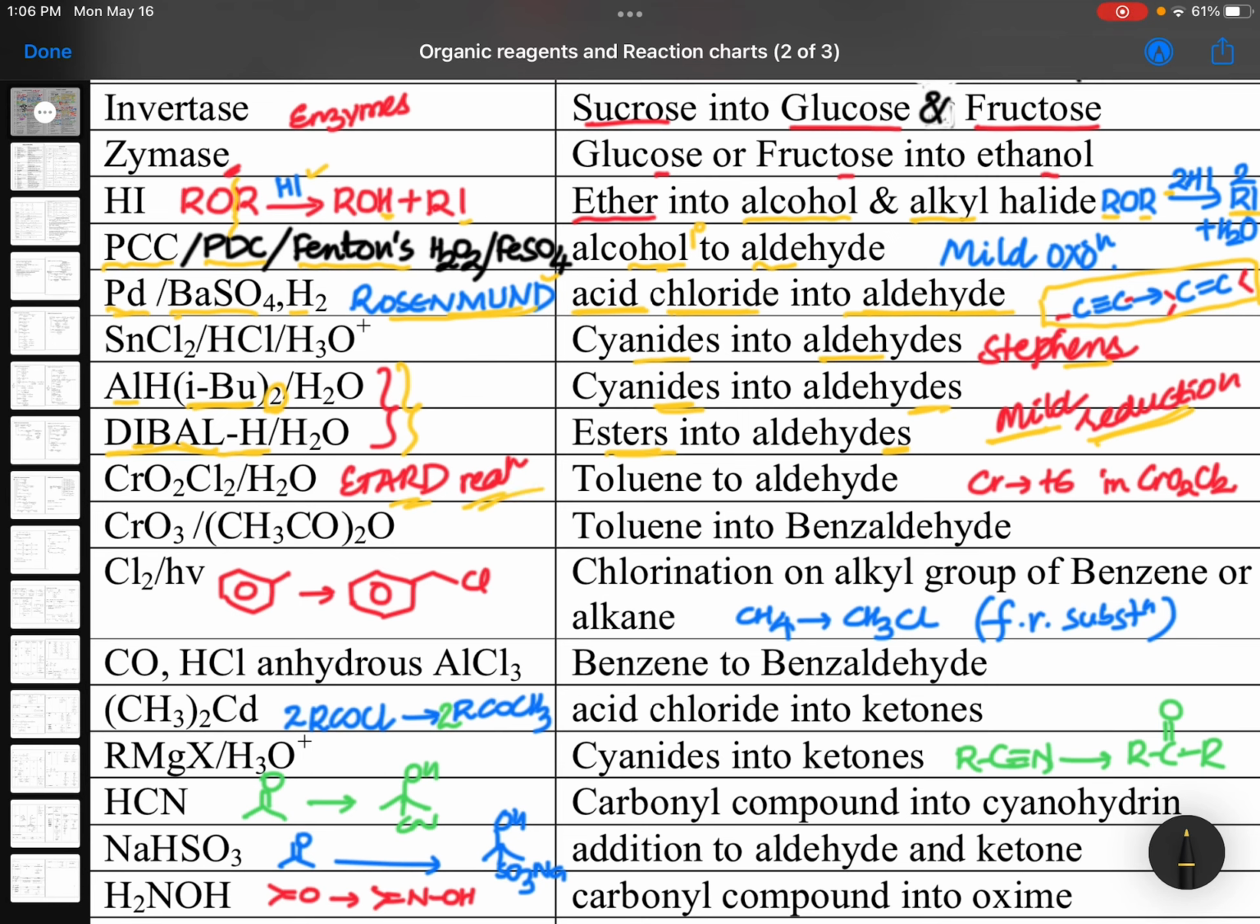Then Étard reaction is CrO2Cl2. The methyl group on benzene will be converted to an aldehyde, so toluene to benzaldehyde you can make. Here the chromium oxidation state is +6. This can be a good question. CrO2Cl2, Étard reaction. In Étard reaction, toluene is converted to aldehyde. Similarly, in place of CrO2Cl2, you can use CrO3 also, which will give the same thing. Toluene to benzaldehyde.